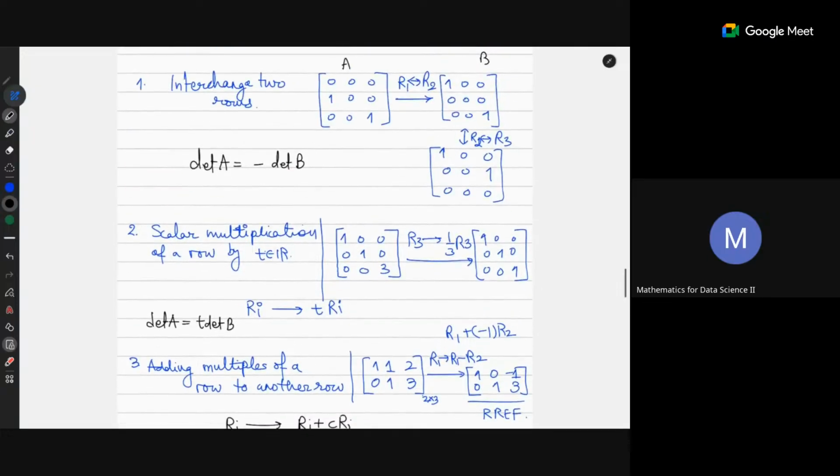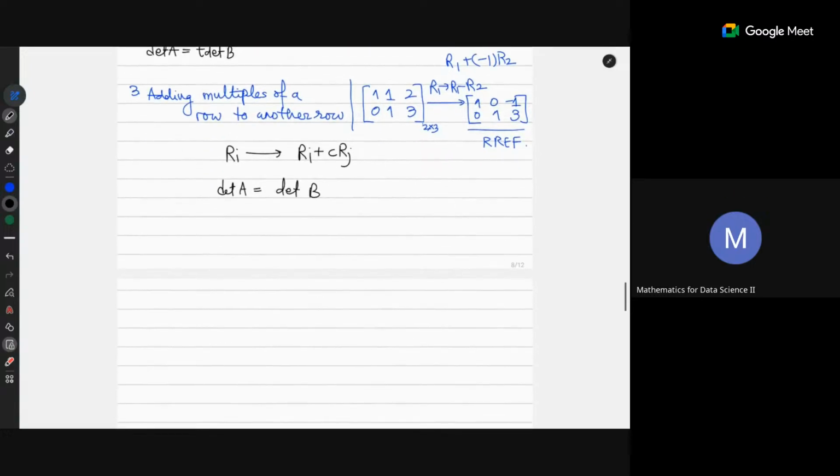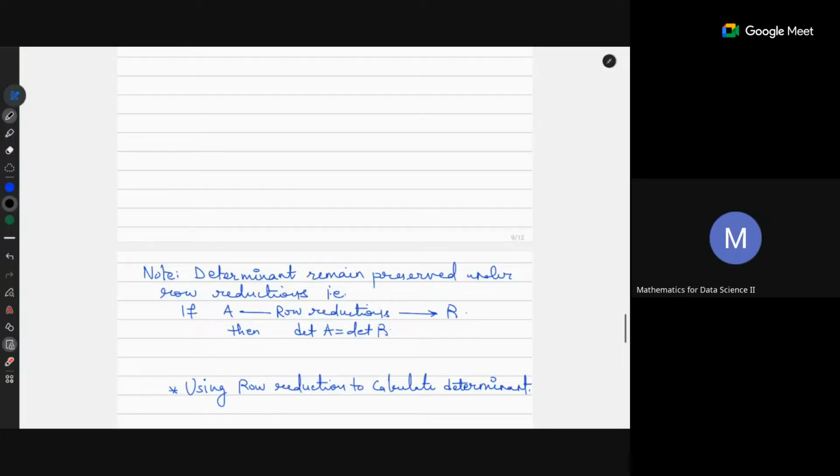So these three operations, if you perform them all together, their effect in total will be tracked in the determinant of the resultant matrix. I'm not going to do the proof of why it does that, but you can use these row operations to calculate the determinant as well.